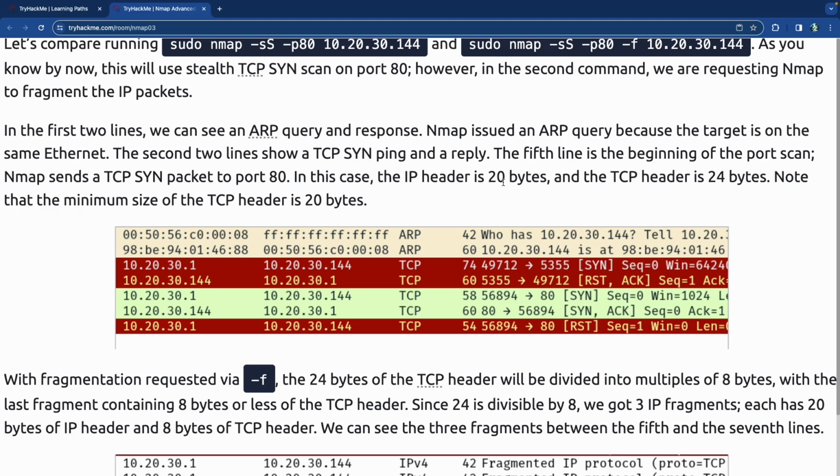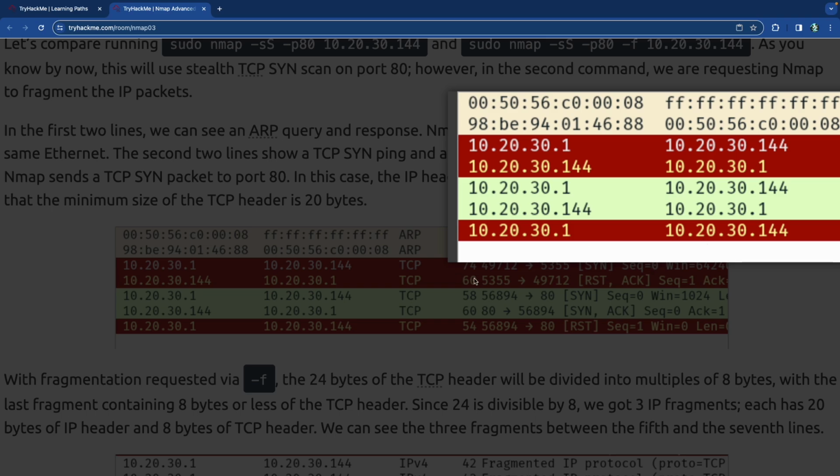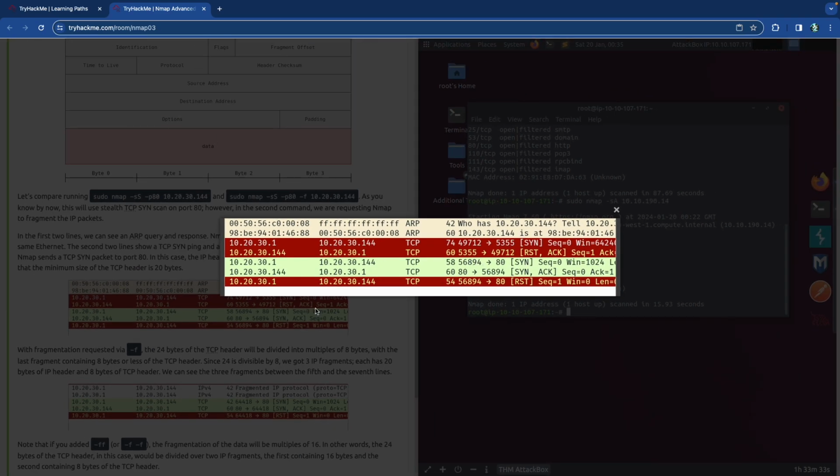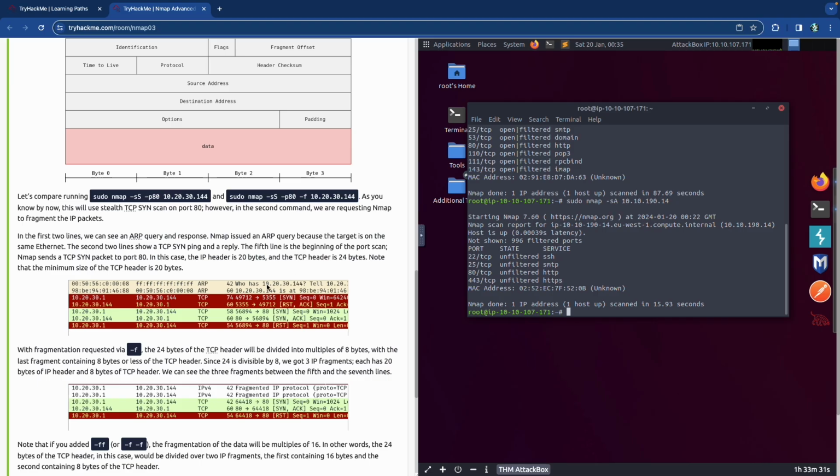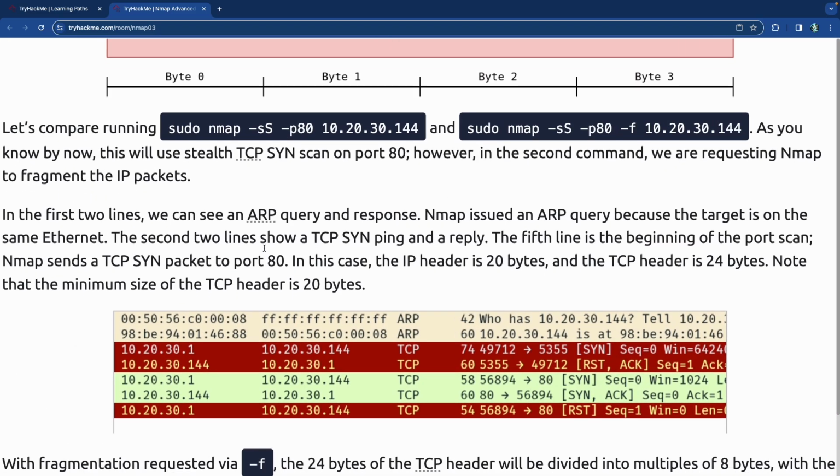In this case, the IP header is 20 bytes and the TCP header is 24 bytes. Note that the minimum size of the TCP header is 20 bytes. So it actually shows you where the size is. There is something that should say the size, I want to say. I guess it doesn't. I don't think we have the full thing right here, that's why. But if you were on Wireshark, it should show that part to you.